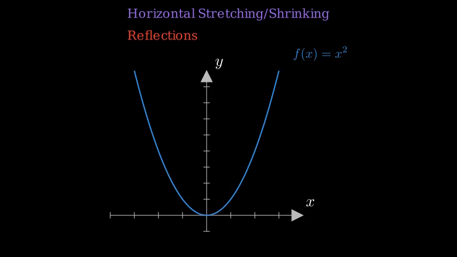When we multiply by a constant between 0 and 1, we get a vertical shrink. For example, y equals 1/2 times f of x shrinks the graph vertically by a factor of 1/2. The point rule is replace (x, y) with (x, 1/2 times y).